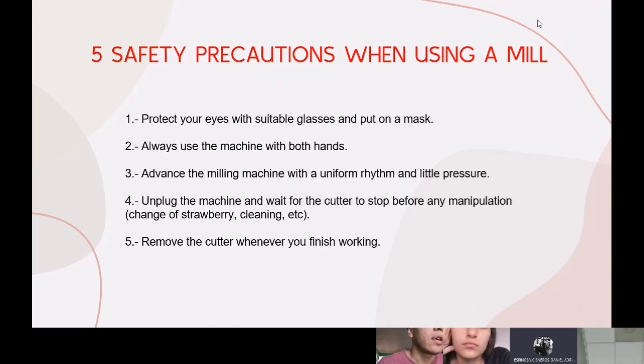Safety precautions when using a mill. 1. Protect your eyes with standard glasses and put on the mask. 2. Always use the machine with both hands. 3. Advance the milling machine with uniform feed and little pressure. 4. Unplug the machine and wait for the cutter to stop before manipulation, changing the cutter, cleaning, etc. 5. Remove the cutter whenever you finish working.